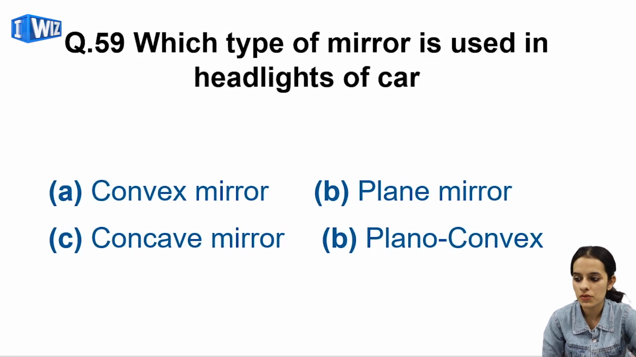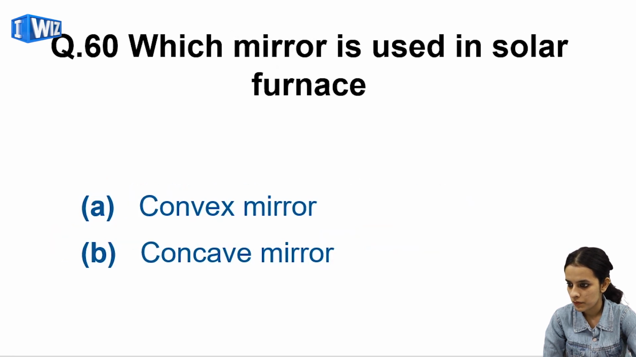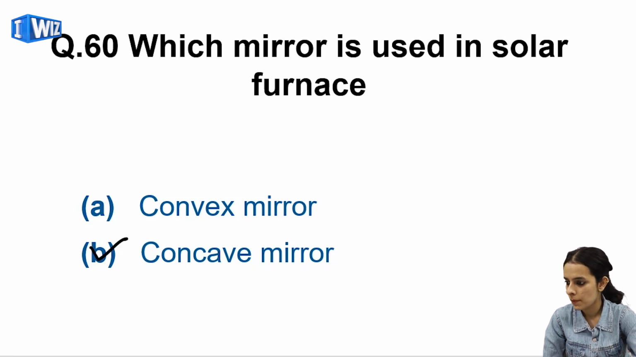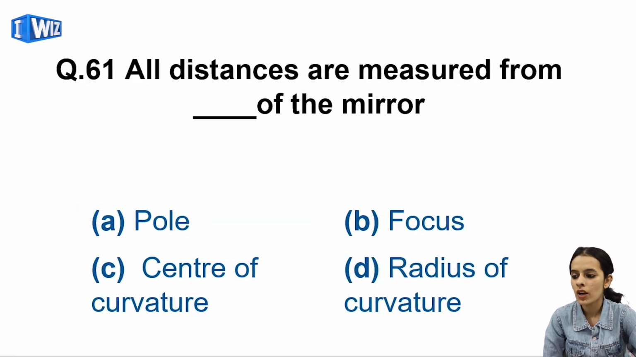Which type of mirror is used in the headlights of a car? Headlights of a car. You know that a concave mirror will produce a parallel beam of light. So a concave mirror will be used in headlights. Next. Which mirror is used in a solar furnace to trap the rays of sunlight and to produce a parallel beam of light? Always a concave mirror will be used. Which mirror? Concave.